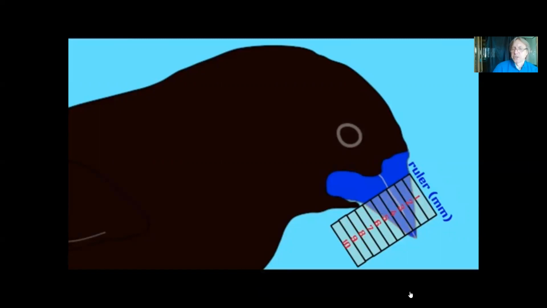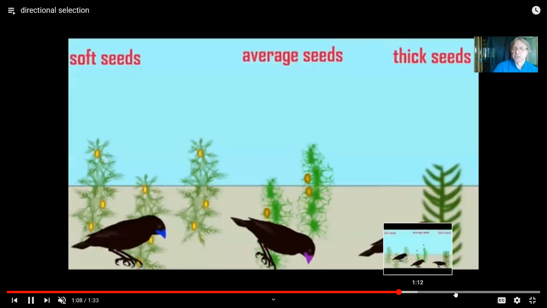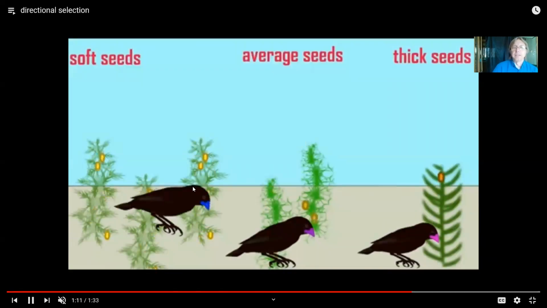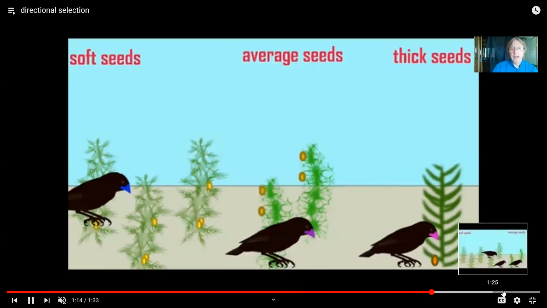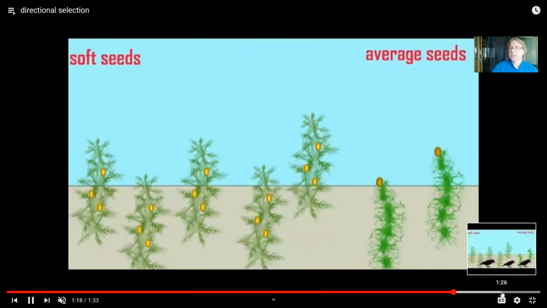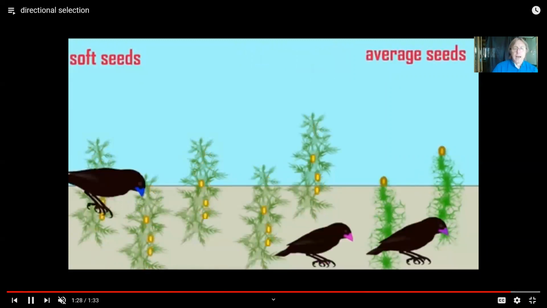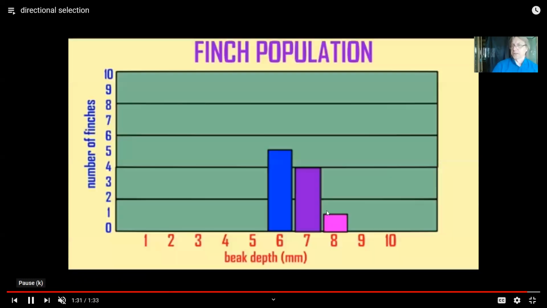We could also imagine a case of directional selection where the finches with the thinner beaks preying on the softer seeds are the ones which are most successful. So these are examples of directional selection. And notice that one of the extremes in the population's distribution is favored. That's a distribution which would lead us to believe that perhaps directional selection is acting there.